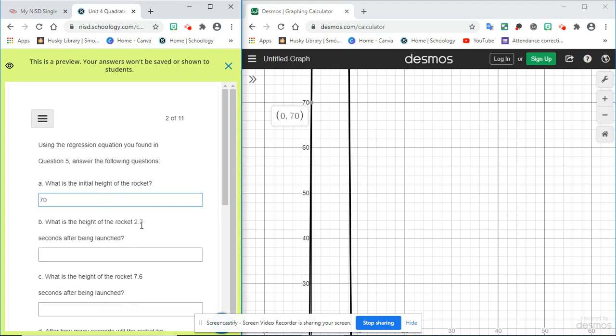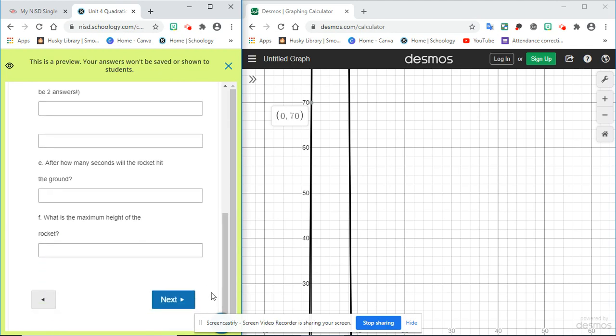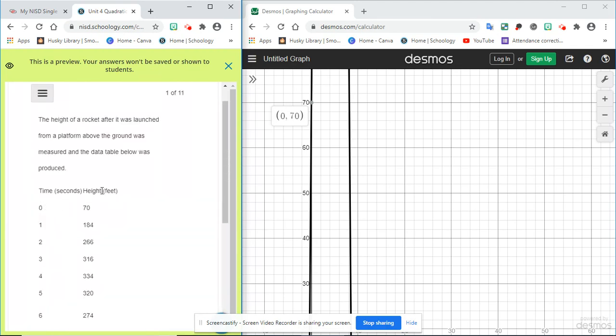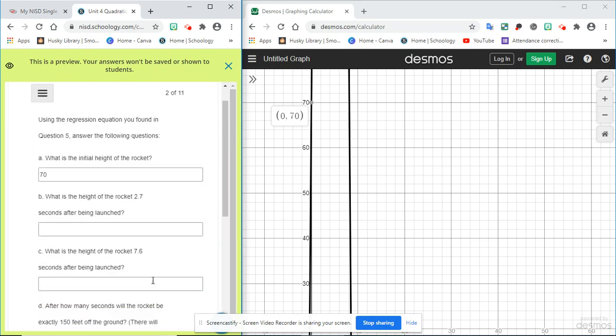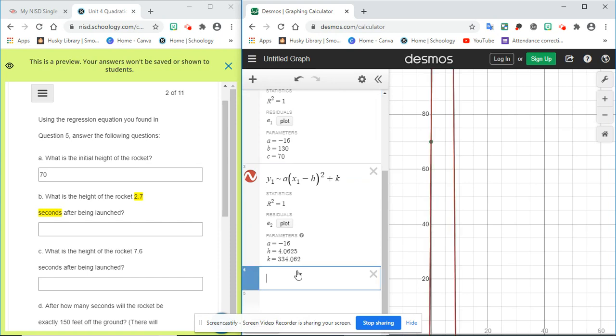What is the height of the rocket at 2.7 seconds after being launched? Now, if you look at the previous problem, height was considered the y value, right? And time was considered the seconds. So seconds is x and feet is y. For this question, we want to know, when is x going to equal 2.7 seconds? That's what I want to find out. So when I put it in here, I can actually type in x equals 2.7.